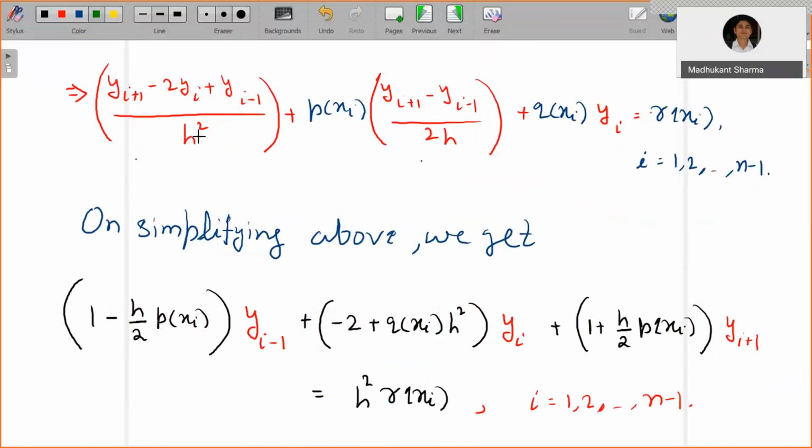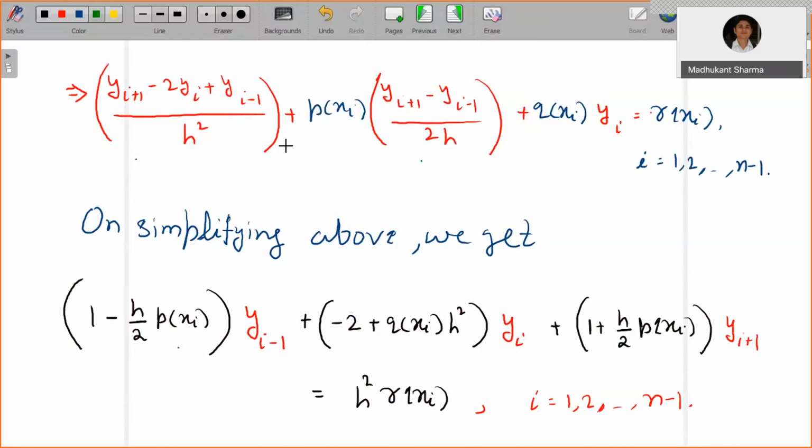Here, right? So now what you can do is first multiply both sides by h square, and then we try to rearrange the coefficients of yi minus 1, yi and yi plus 1. If you multiply by h square, the coefficient of yi minus 1 remains 1, and here p of xi, 2h is there, so h by 2 times p of xi with a minus sign goes here.